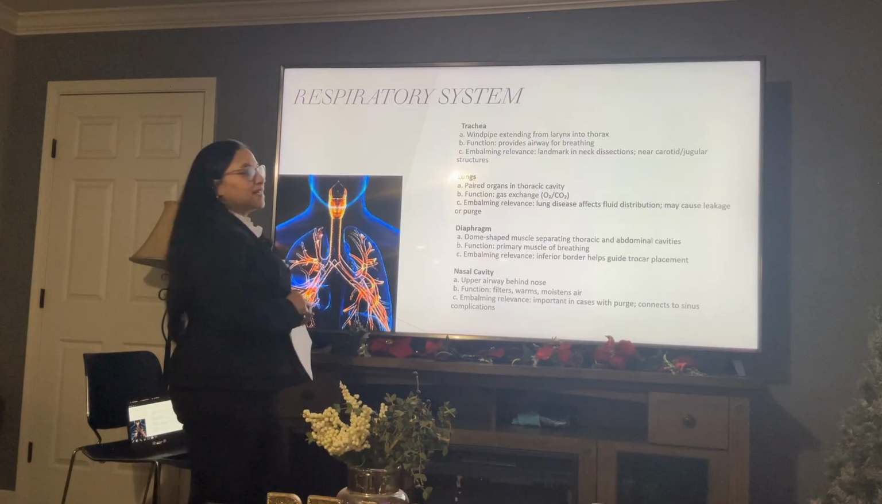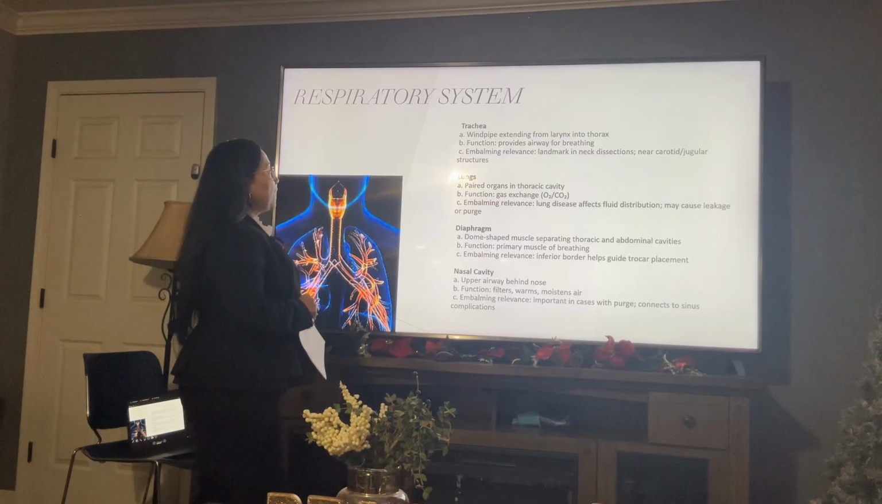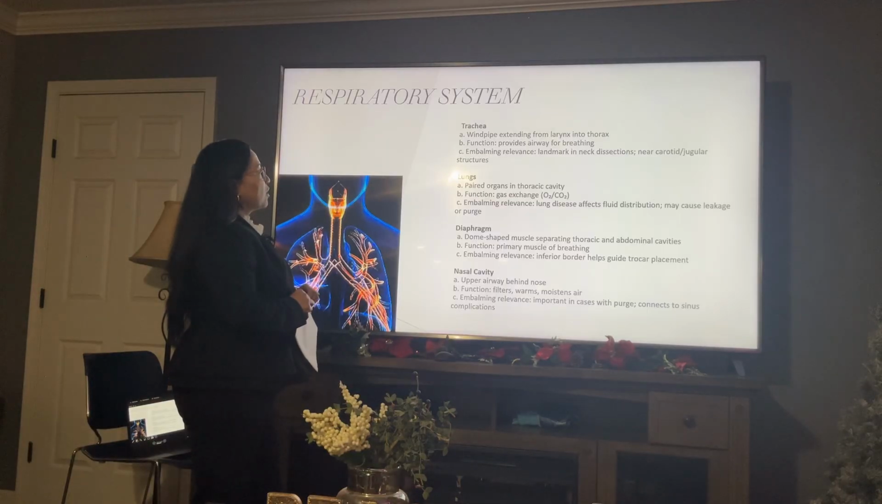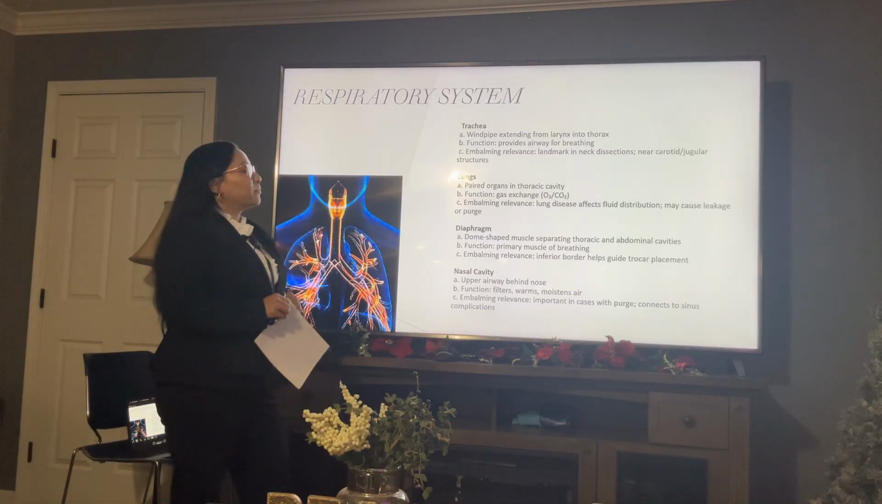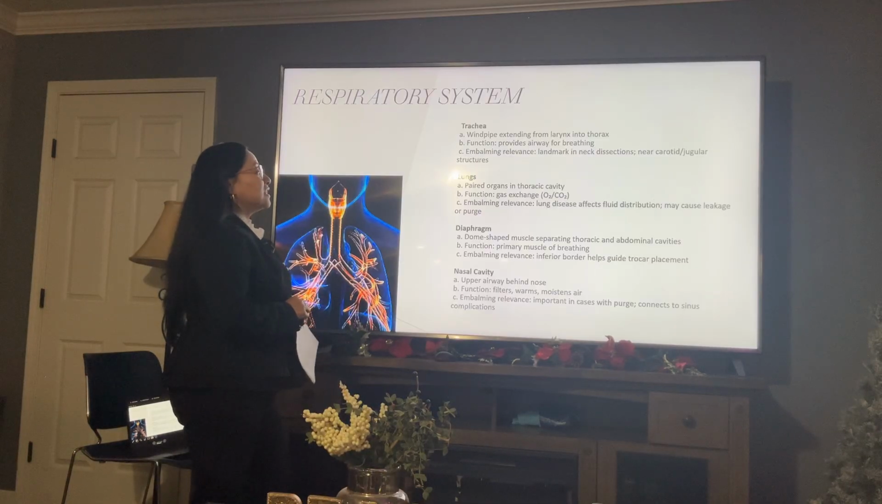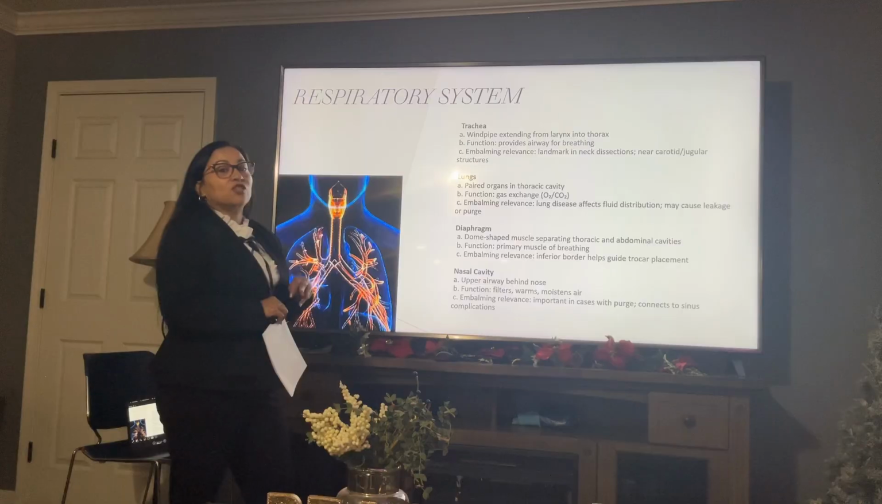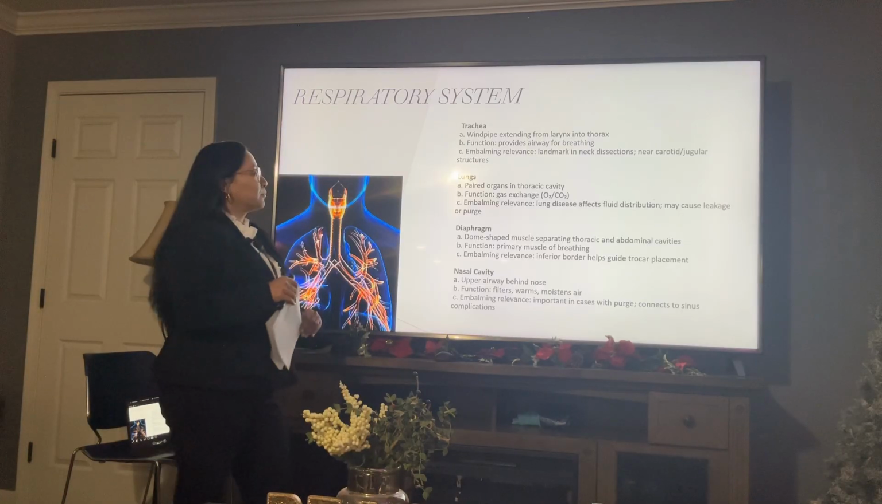The next structure is the lungs, and they're paired organs in the thoracic cavity. The function is gas exchange. Embalming relevance is lung disease affects fluid distribution and may cause leakage or purging.